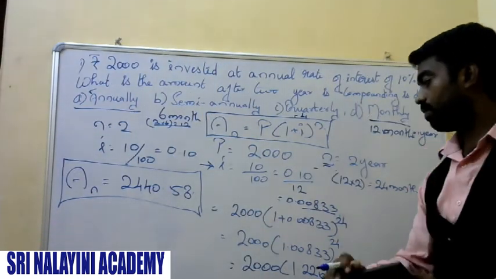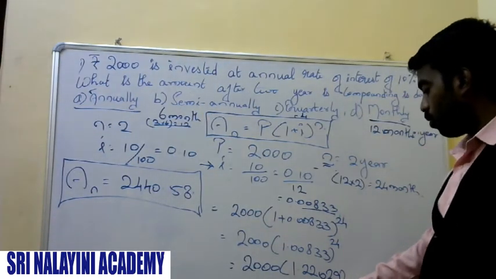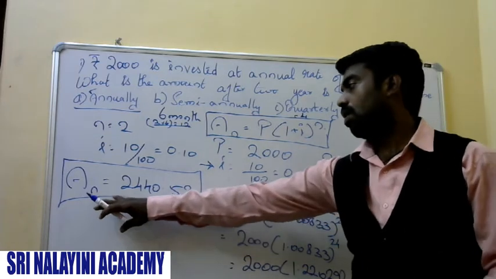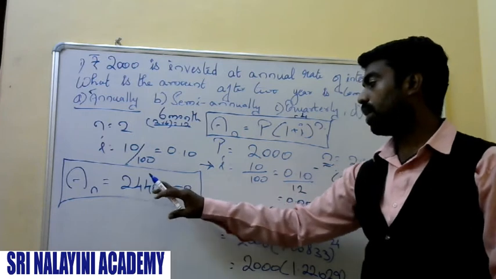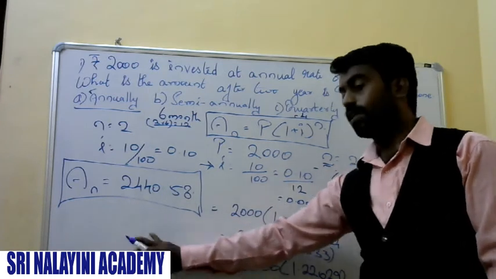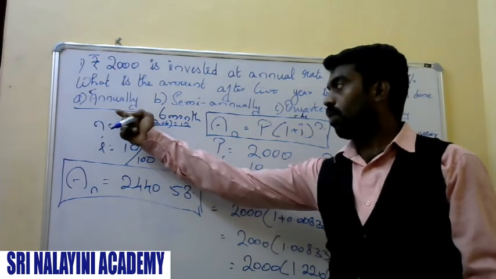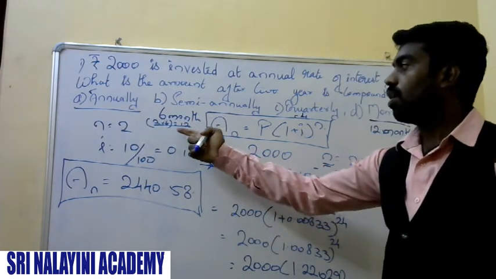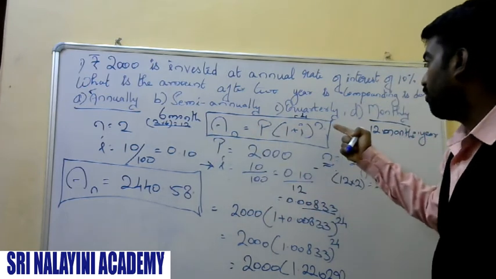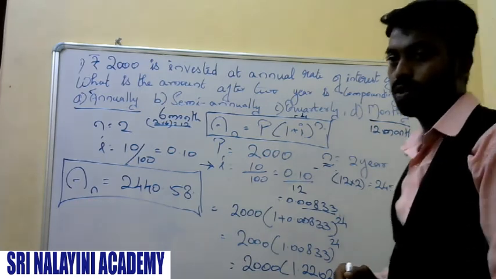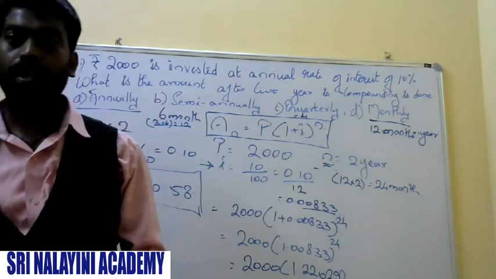Take notes. 2000 into 1.22029. When we multiply this, An is equal to 2440.58. And this is the easiest method to do the sum, in shortcut ways. Annual is 1 year, semi-annual is 6 months, 2 into 6, 12, and quarterly 4 quarters is equal to 1 year, and monthly 12 months is equal to 1 year. That's the easiest way. Please take notes.